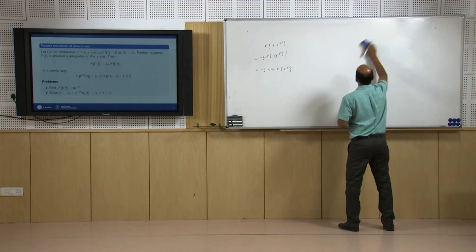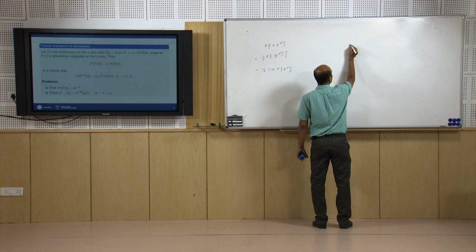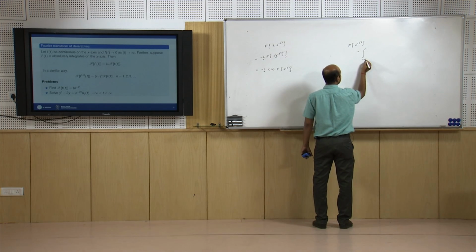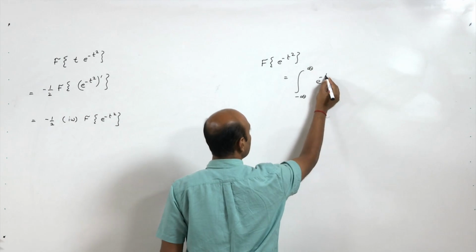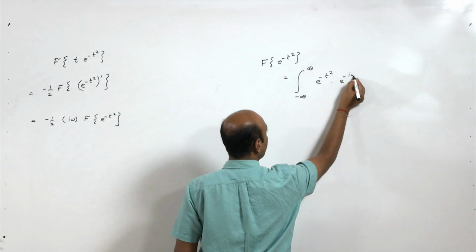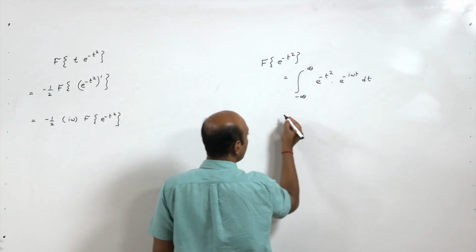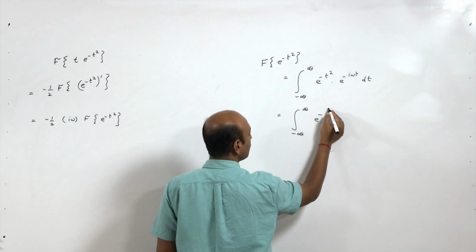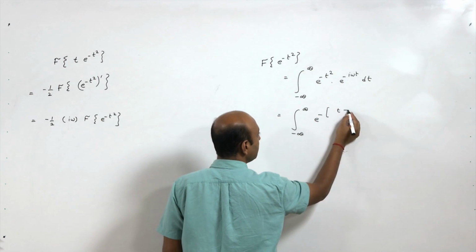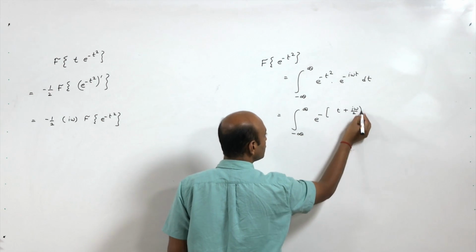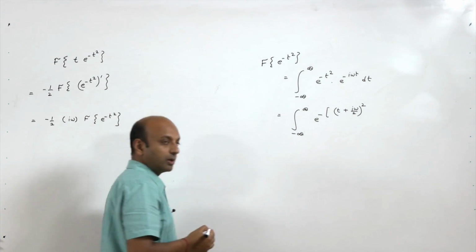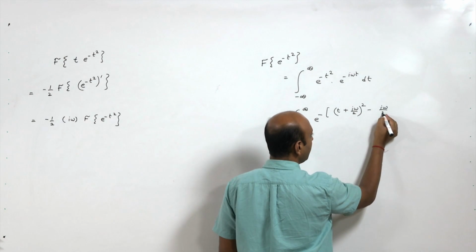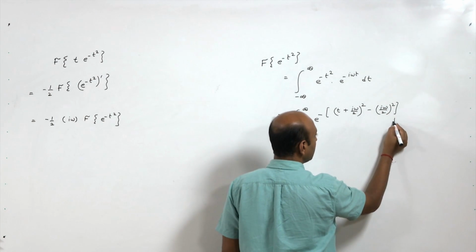So, Fourier transform of e^(-t^2). The Fourier transform of e^(-t^2) will be given by the integral from minus infinity to plus infinity of f(t) e^(-iωt) dt, which equals the integral of e^(-t^2 - iωt). So, when you make a perfect square, it is (t + iω/2)^2, a^2 + 2ab, and minus (iω/2)^2, into dt.